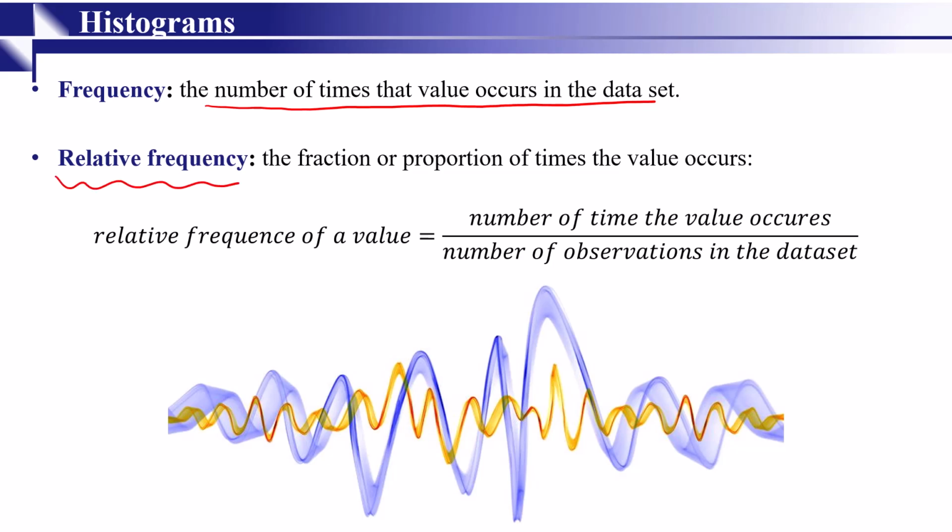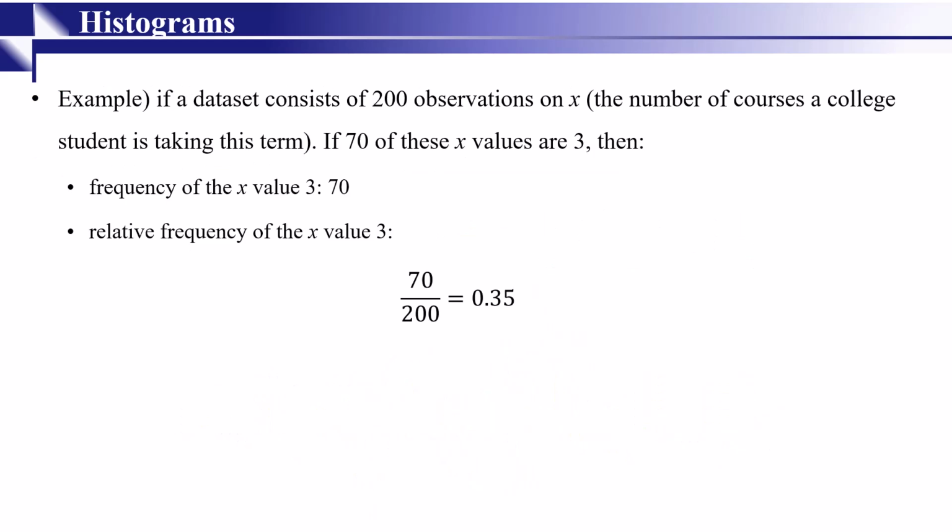Then we have another topic, relative frequency. Relative frequency represents the proportion or fraction of total data points that fall within a specific interval. How do we calculate the relative frequency? The number of times the value occurs divided by the number of observations in our data set. In a histogram, relative frequency is often represented by the height of bars relative to the total number of data points.